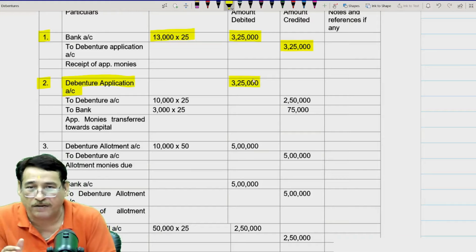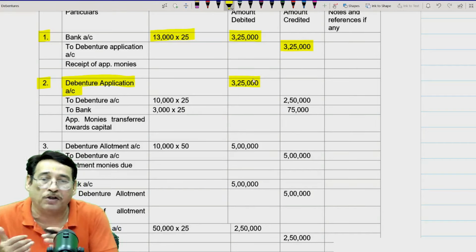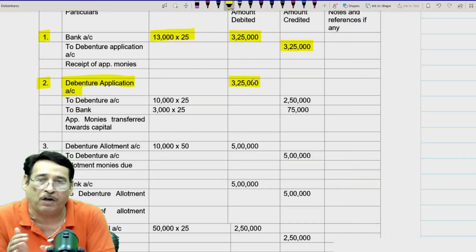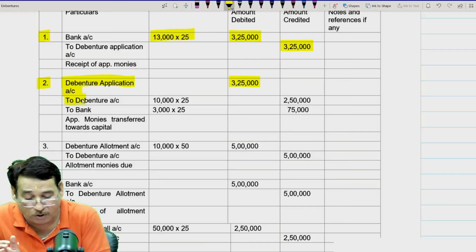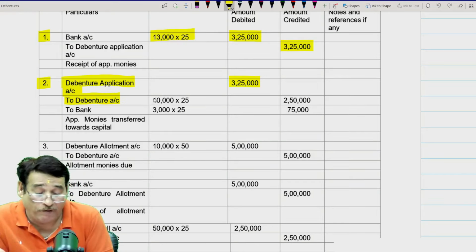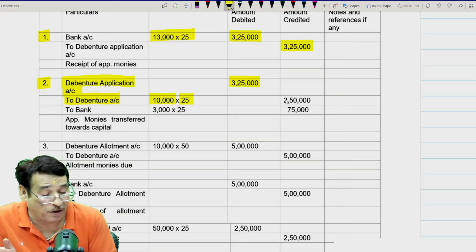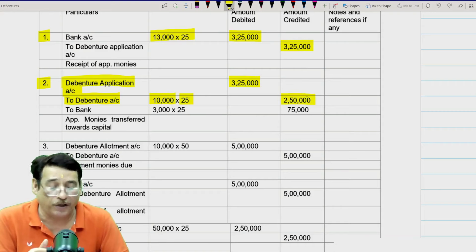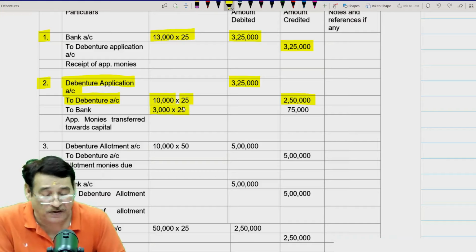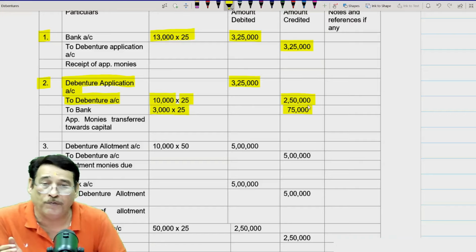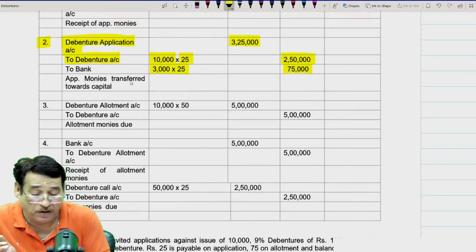But you have to exercise a bit of caution here, because under share capital, we used to write share capital account. So please, for God's sake, don't write debenture loan account or debenture capital account. Simply write to debenture account. When we transfer the amount to the debenture account, we will always take the number of debentures issued. Application rate is 25, so 2,50,000 will be transferred to the debenture account. And because in this question 3,000 applications were rejected, their amount will be refunded. So this will be our entry: application money transferred to debenture account and adjusted to refund.